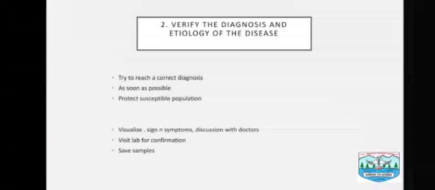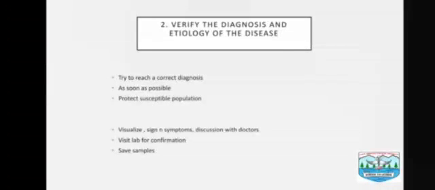Now, the second step: verify the diagnosis and etiology of the disease. To do this, we need to try to reach a correct diagnosis as soon as possible so that the susceptible population, which includes children, elderly, and those with communicable and non-communicable diseases who are susceptible, can be saved.